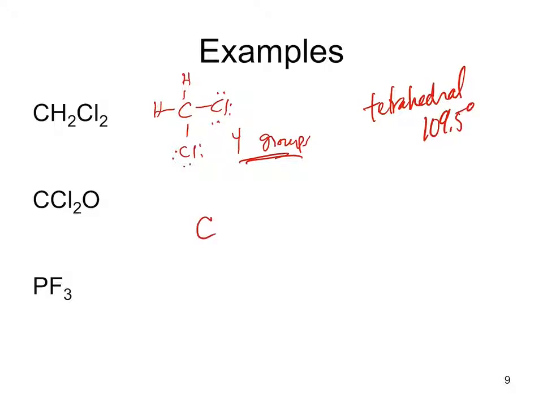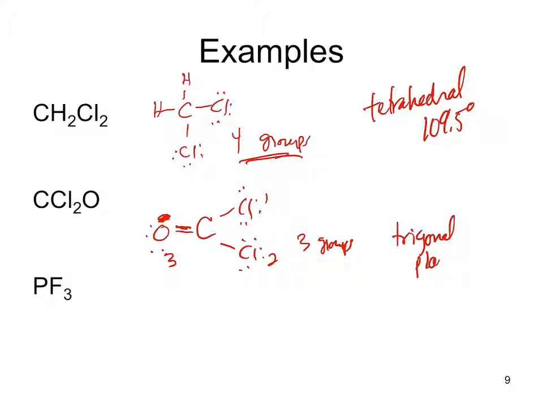All right, here's another one. C, Cl, Cl. Looks like I need to actually use multiple bonds, so I'd love to take away one of those lone pairs, get rid of that one, and we'll put a bond there. So here we have 1, 2, 3 groups, and if you recall, there's no lone pairs, we would have trigonal planar. Anybody remember the bond angle? That's right, it was 120 degrees.